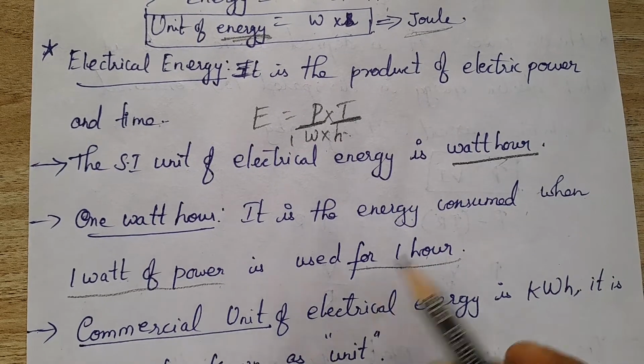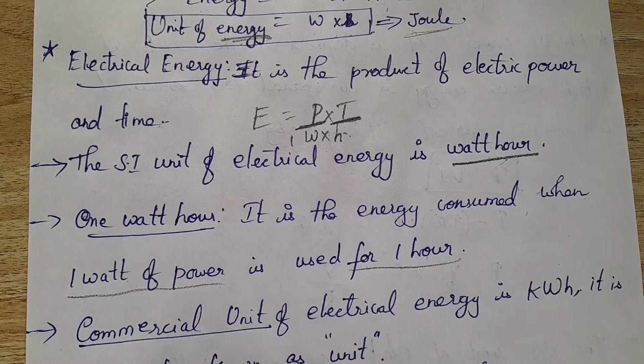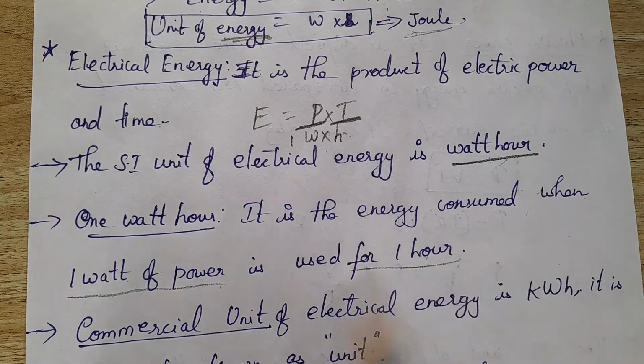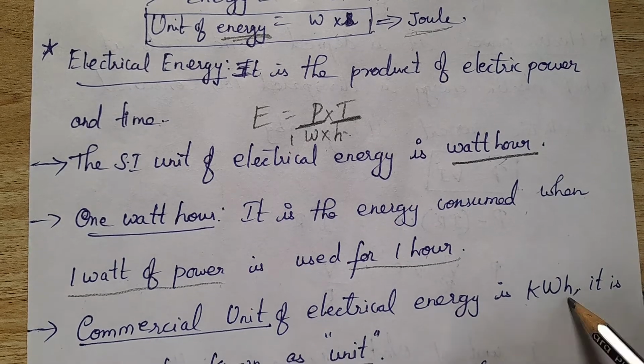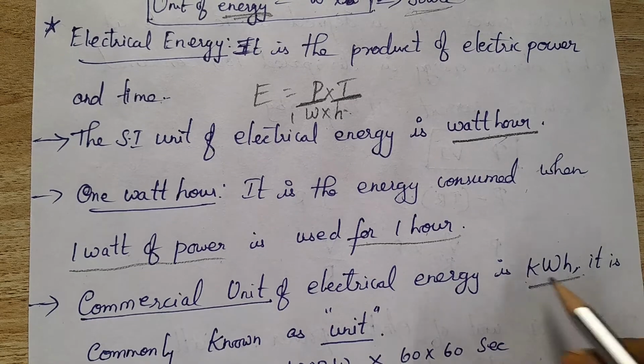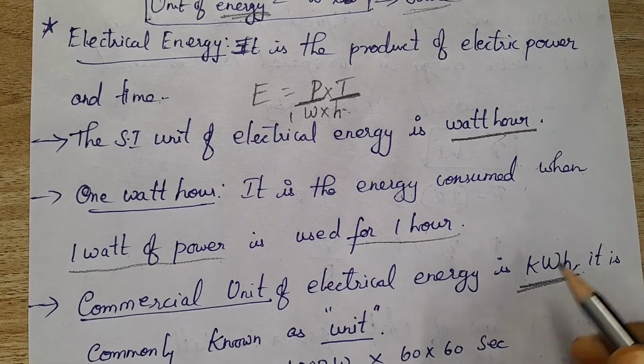Usually for commercial purposes we will not use this smaller unit. Watt hour is a smaller unit. We'll go for the bigger unit, the kilowatt hour. Instead of watt hour we'll go for the kilowatt hour. Usually we call this kilowatt hour a unit.